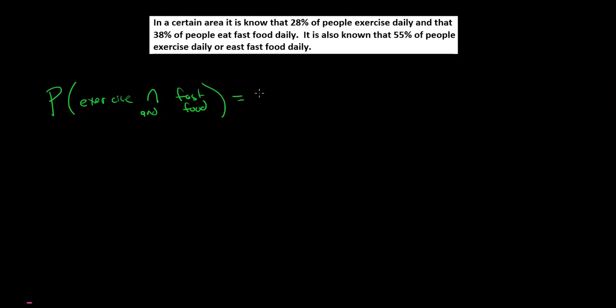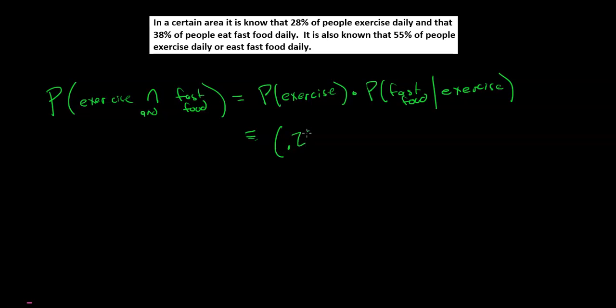Remember, the formula is the probability that you exercise. Okay, great, we do know that. Times the probability that you eat fast food on the condition that you exercise. That's the multiplication rule. Well, okay, I know the probability you exercise. That's awesome. I know that, 0.28. But to follow the conditional formula, now I've got to think about the fact that in the numerator is the probability of both. I'll put FF for fast food and EX for exercise, divided by the probability you exercise.